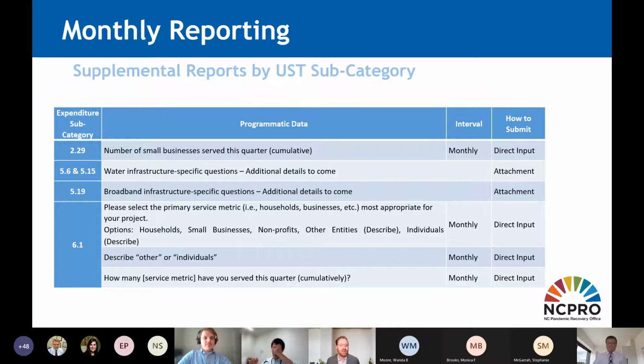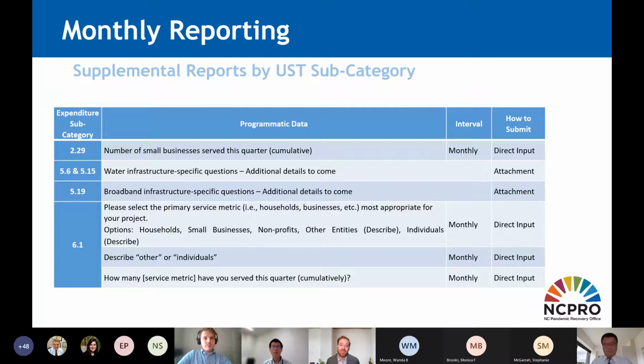And then finally, for projects categorized under revenue replacement, which is most of the projects, of course, the information that we are asking of you all, I want to be clear, is not explicitly required by U.S. Treasury. However, U.S. Treasury has said that they are considering adding new reporting requirements on the revenue replacement projects, and so we want to try to get ahead of that.